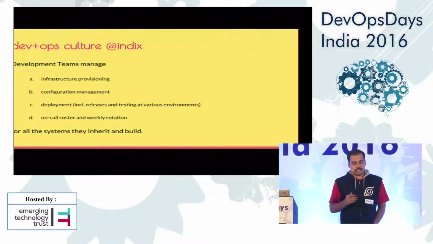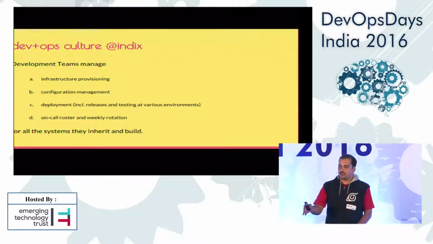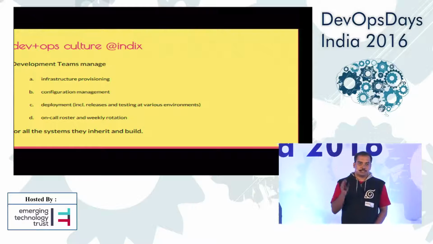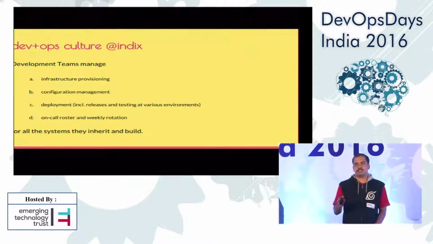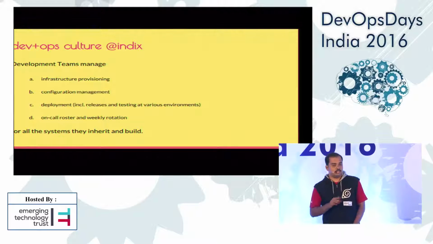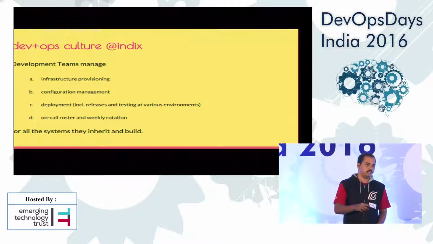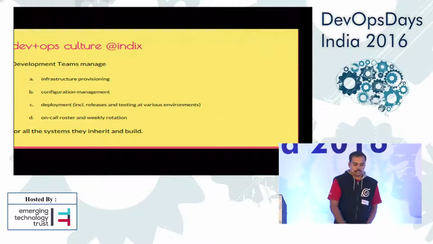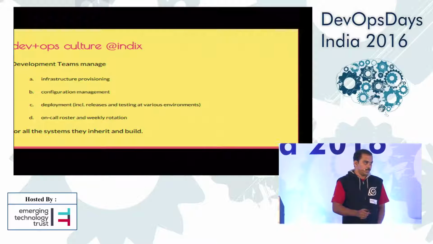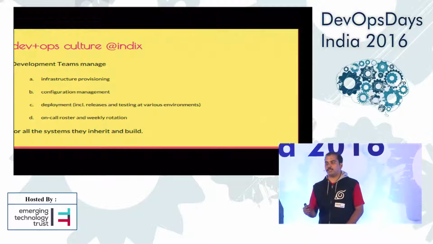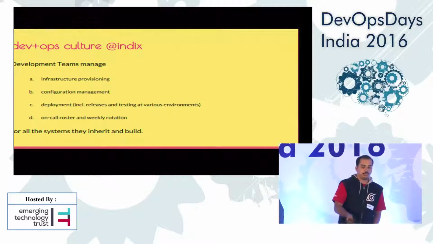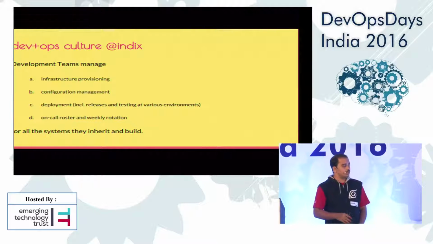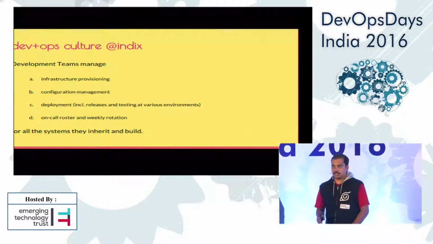At Index, developers are responsible, apart from writing code, for infra provisioning, configuration management for those instances, and deployment: managing the releases across various test environments and pushing to production. Everything is automated. We use GoCD heavily, and all those things are one-click or completely automated deployments. Also, developers are on the on-call roster. The primary support for any system going down at 3 a.m. is the developers, and not the operations people as part of the team. And these 4 principles hold good for all the systems that they inherit and build.